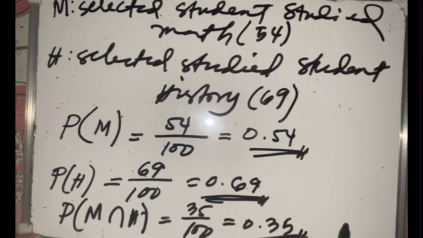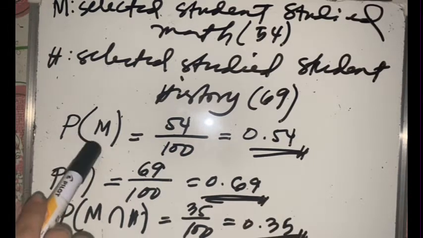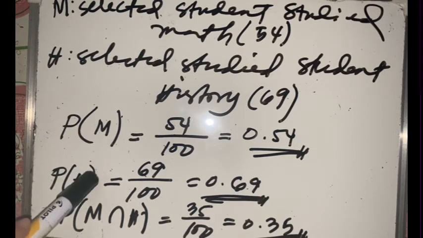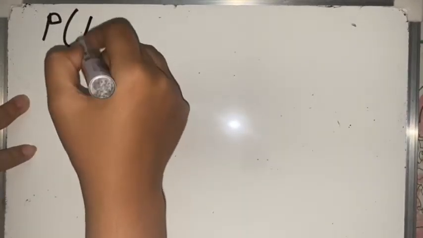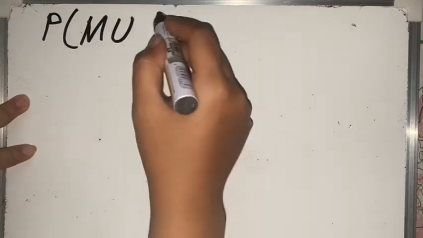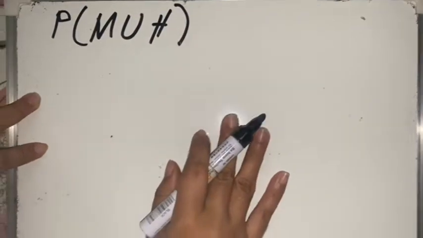Since we now have the probability of selected students who studied math, who studied history, and both math and history, we will now get the probability of the students who took mathematics or history. So the probability that selected students took mathematics or history is denoted like this: probability of M union H. Now it will be highlighted like this.